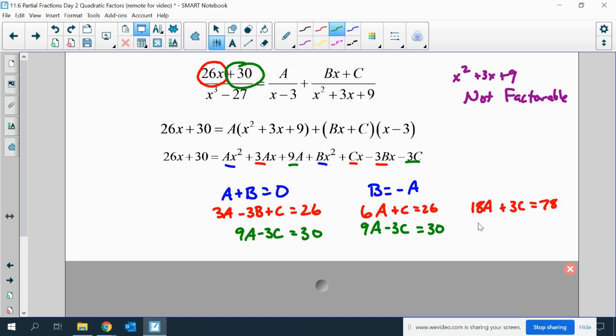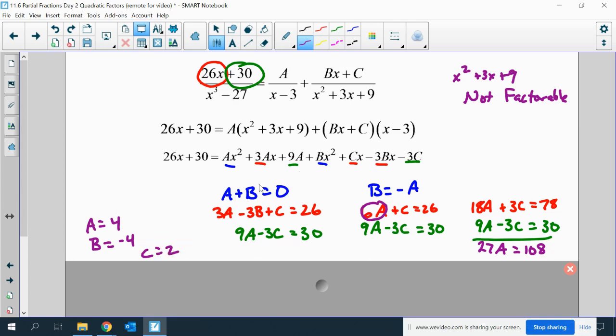Then I have 9a minus 3c equals 30. So when I add these together, I get 27a equals 108. So I know that a equals 4, which means b equals negative 4. And c, well, I have to do a little bit more work in order to get c, but that would be 24 and then subtract it over, so c equals 2.